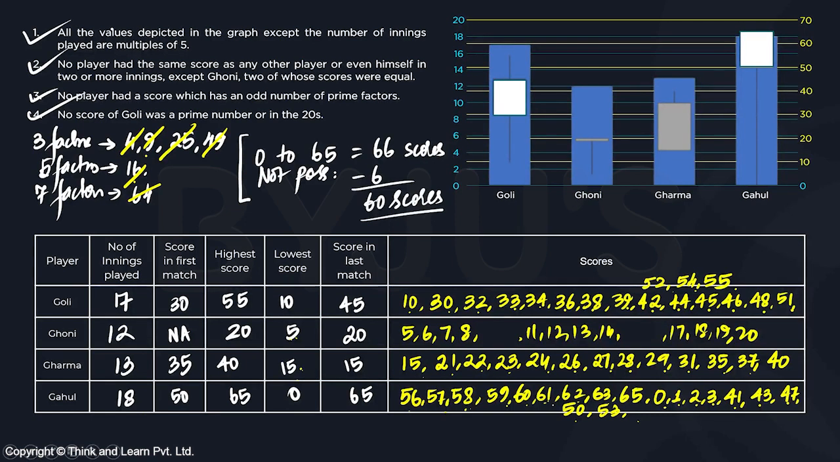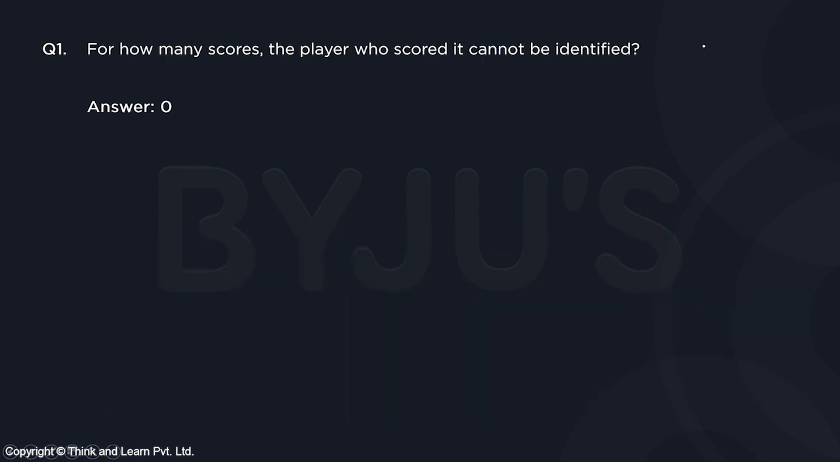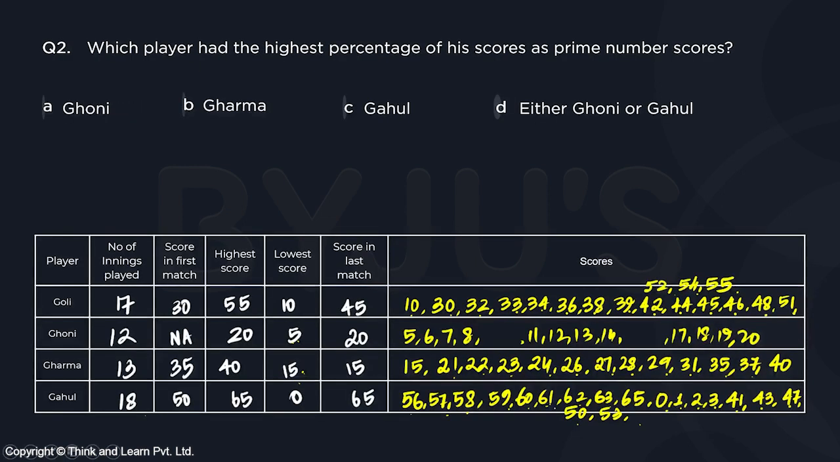Let's look at the questions now. Question number 1. For how many scores the player who scored it cannot be identified. Well, we can see that we can calculate the scores of each of the 4 players. So the answer is going to be 0. For all these scores, we know exactly which player scored it. So the answer is going to be 0. Question number 2. Which player had the highest percentage of his scores as prime number scores?